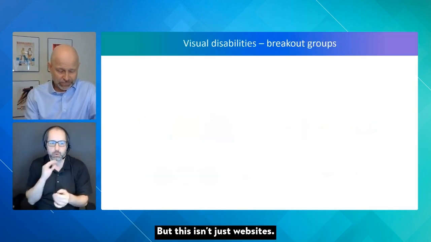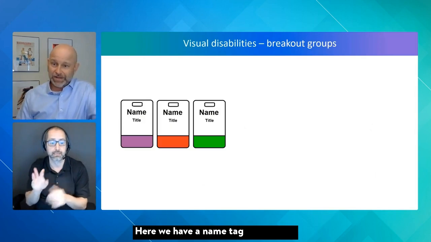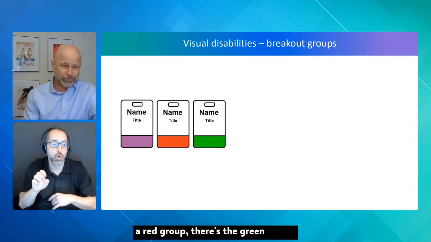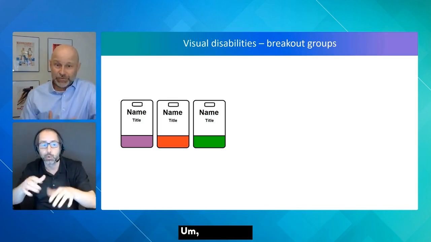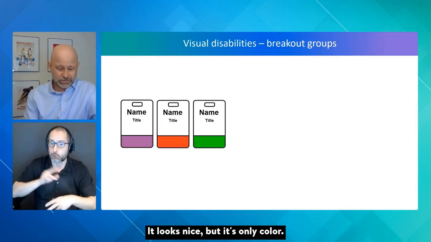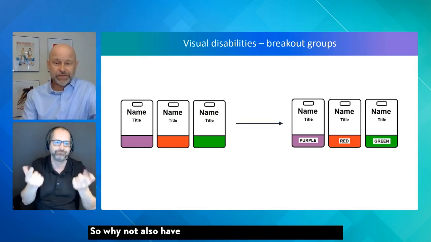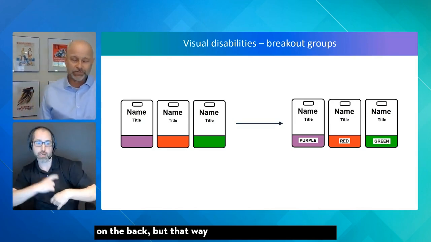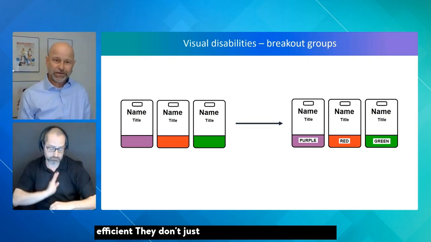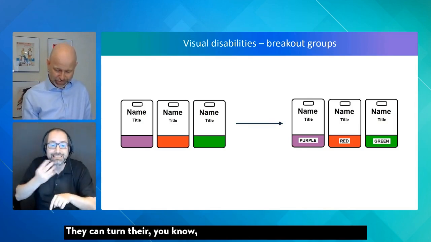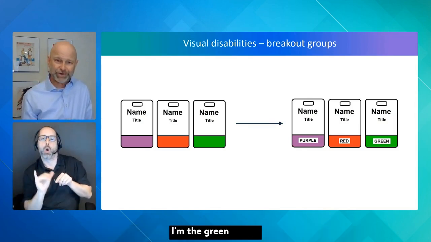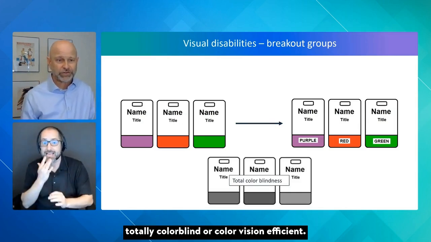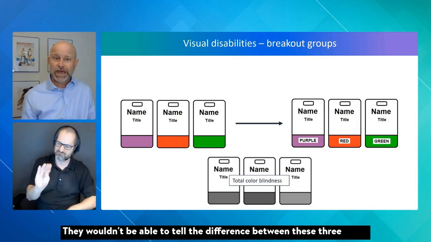But this isn't just websites. Here we have a name tag at an event, with color-coded breakout groups. There's the purple group, the red group, the green group. This is cool, it looks nice, but it's only color. So why not also have the name of the color on the badge? Even if you don't like the look, you can put it on the back. That way, somebody who's color vision deficient doesn't just have to rely on the color itself. They can flip their badge up and go, oh, green, I'm the green group. Pretty cool. And again, here it is for somebody who's totally colorblind or color vision deficient. They wouldn't be able to tell the difference between these three at all.